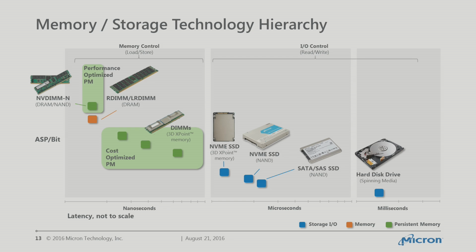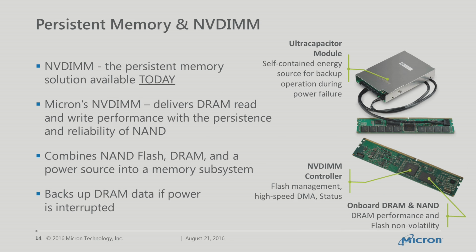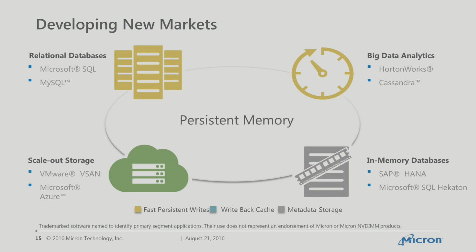So there's actually a lot to this slide, but I'll dwell on the persistent memory for a little bit. It is a solution available today, and so you get DRAM read and write performance most of the time, except when you have to do a bulk transfer. But you have the persistence of NAND. And so you basically have a DRAM backed up. And there's a lot of really great things you can do with that.